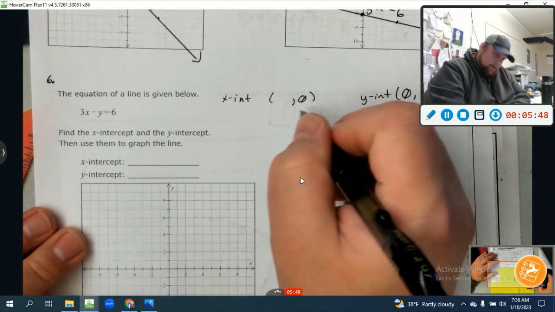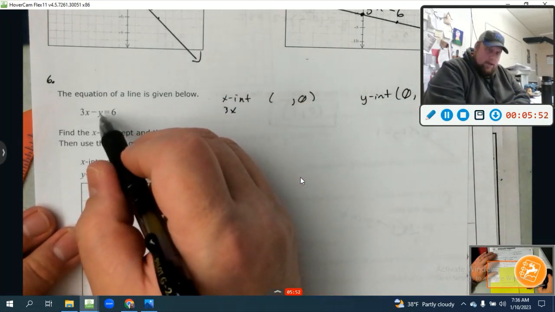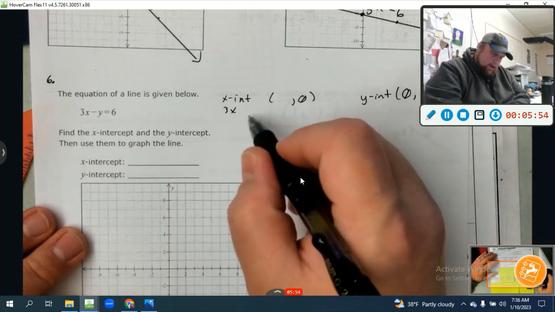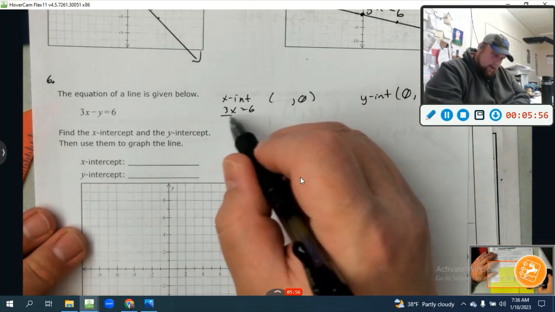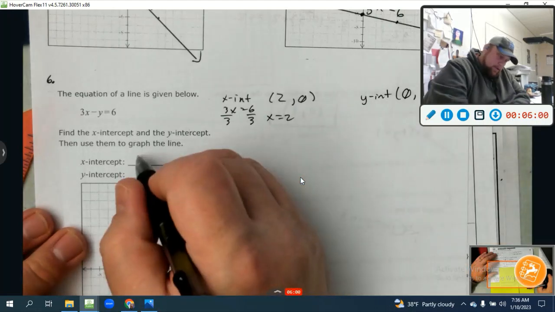So let's plug in for this one. We're going to have 3x, and when y is 0, that's just gone, right? So that's going to be 3x equals 6. Divide both sides by 3, and we get x equals 2. So (2, 0) is the x-intercept.